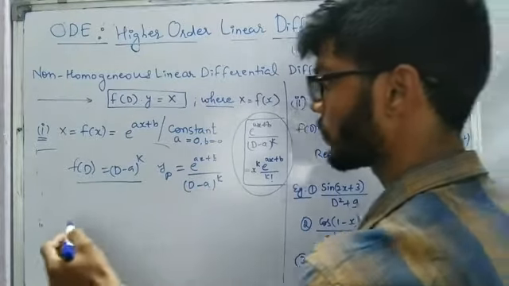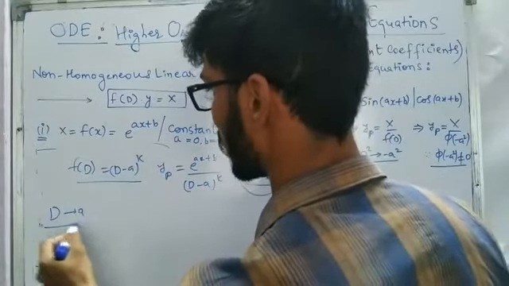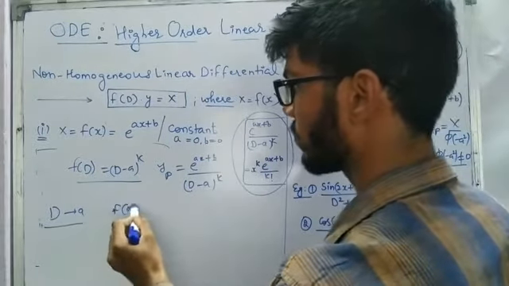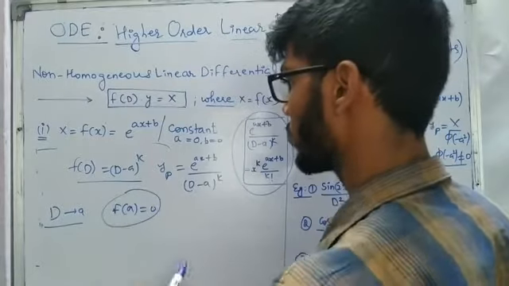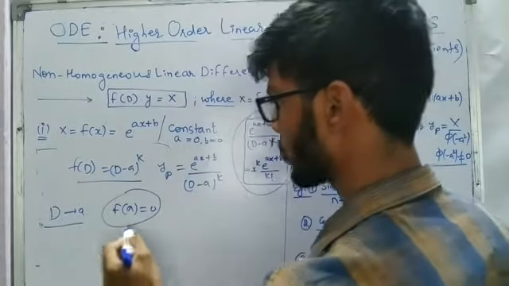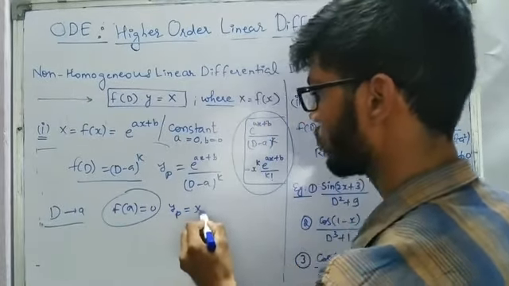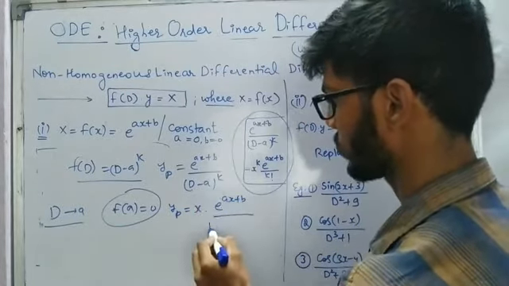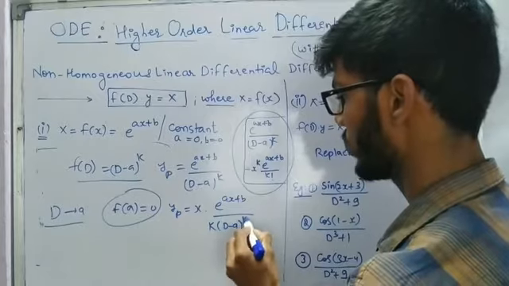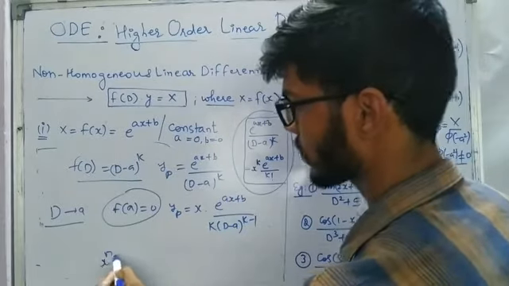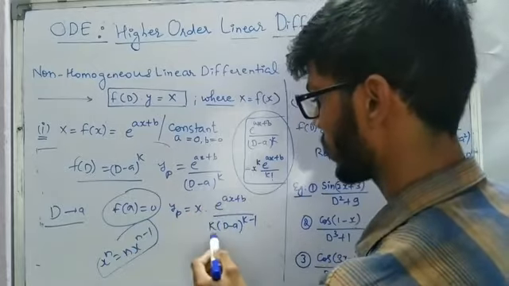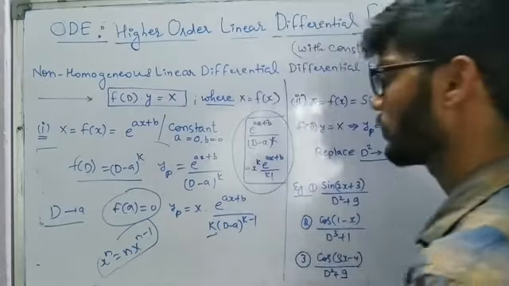And if we are making use of the rule, replace d by a, so a minus a is going to be 0, so that f of a is going to be 0. So here we will have to make use of that differentiation property, that we will have to write yp is equal to x multiplied by e power ax plus b, and differentiate the denominator. So k into d minus a whole power k minus 1, because differentiation of x power n is nothing but n into x power n minus 1. So k will come in the front, d minus a whole power k minus 1.